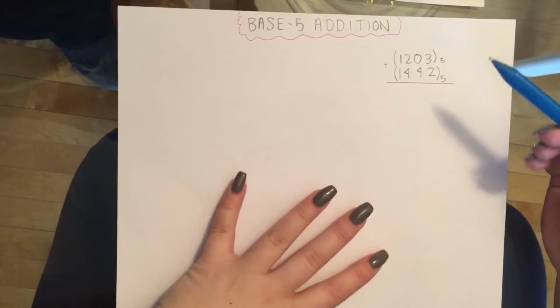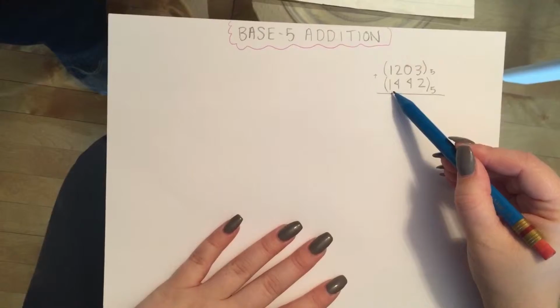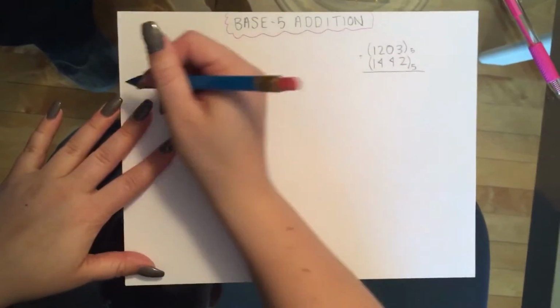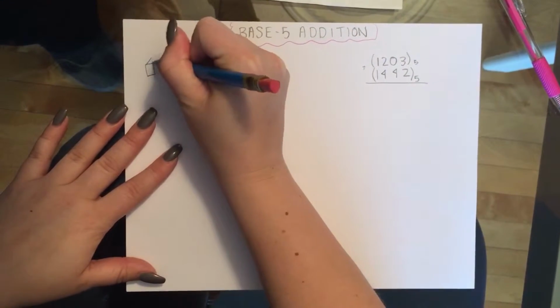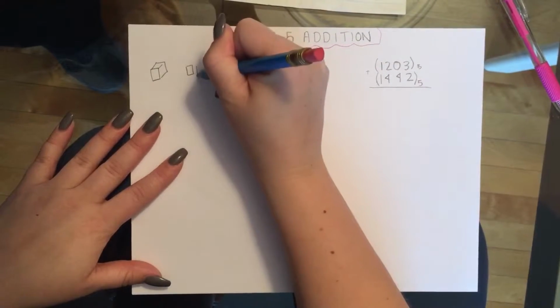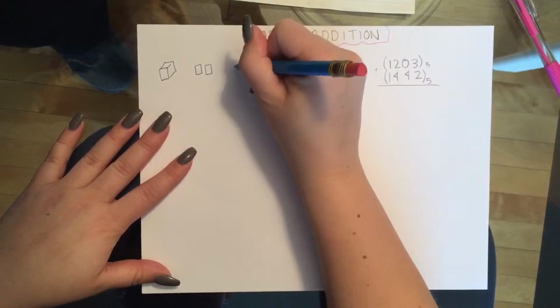So for this base 5 addition, we have 1,203 plus 1,442, and we're going to draw that as a picture visualization. So for the first number, we have 1 125 block, we have 2 25 blocks, we have 0 5 blocks, and we have 3 unit blocks.